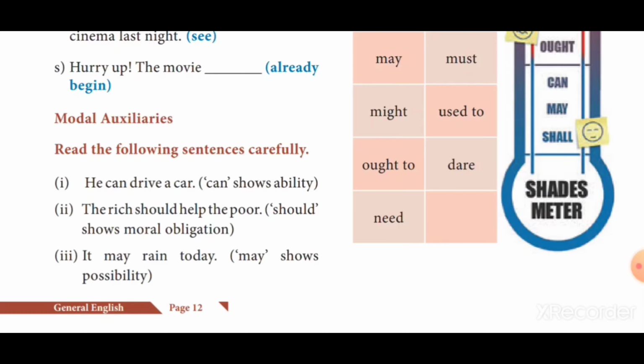And the second one is, the rich should help the poor. Here within the brackets you find, should shows moral obligation. And in the third one, it may rain today. Here within the brackets you find, may shows possibility.